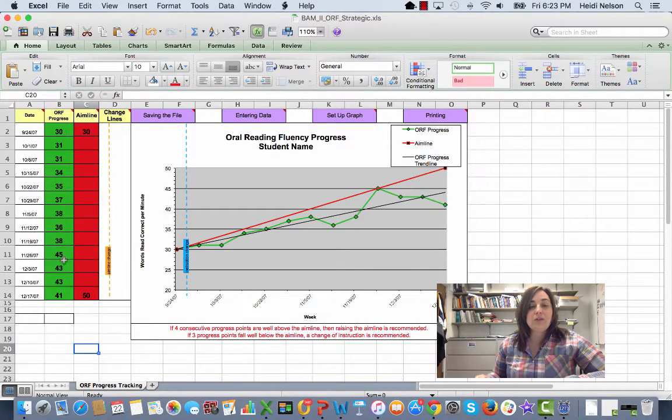The reason that you want to do this is that we're showing progress over a 10-week period. If you take data the first week, then the student score would be expected to be lower than if you take data, say, on the 8th or 9th week. So we want to put our scores in at the appropriate place so we can compare that to the aim line in the appropriate location.